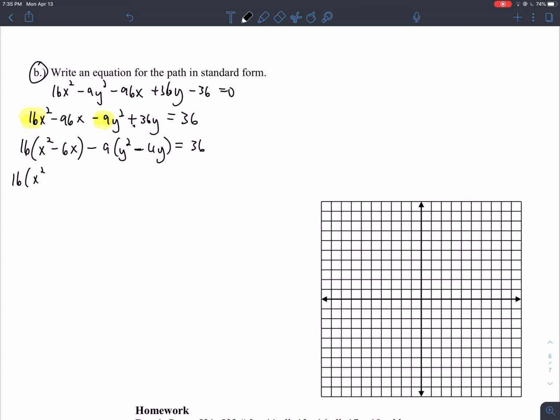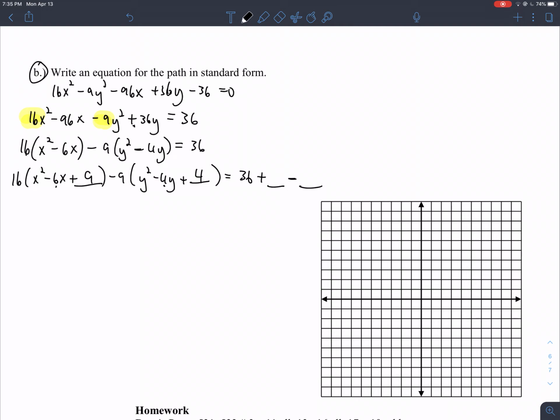x squared minus 6x plus something, minus 9 times y squared minus 4y plus something, equals 36, and then I'm going to have a plus something here and a minus something here, because I'm subtracting for the second completing the square. So let's just complete the square. Half of negative 6 is negative 3, squared, which is positive 9. And half of negative 4 is negative 2, squared is 4.